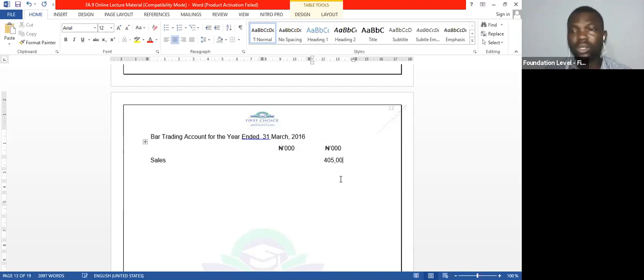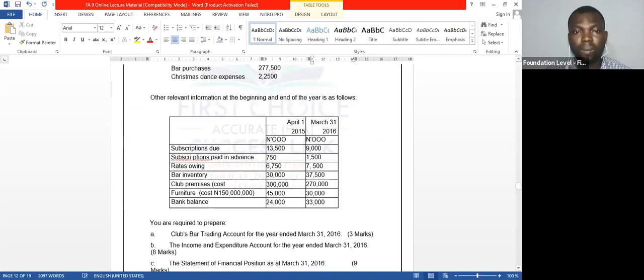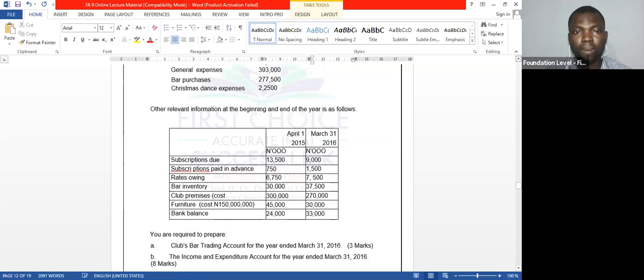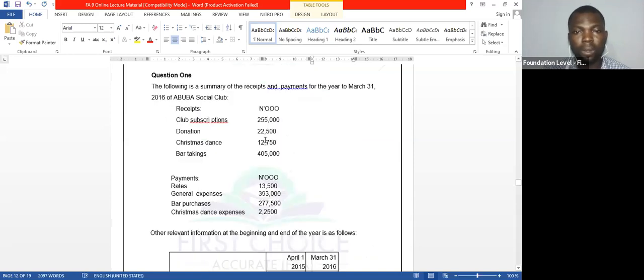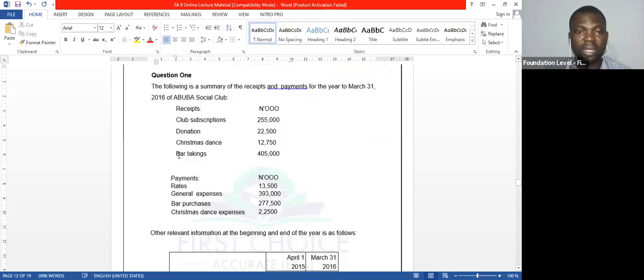Let me just show you this because we are just starting. If you look here, can you see this? Bar takings. Bar takings, that's the sales. You can see under the receipts, bar takings. Bar takings is the sales for the bar activities. So after that, that's what we use as our sales.